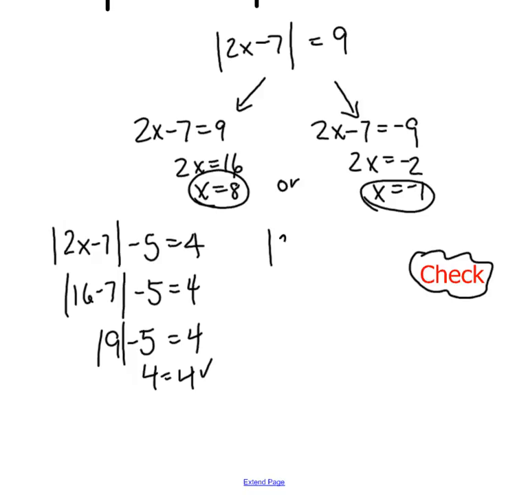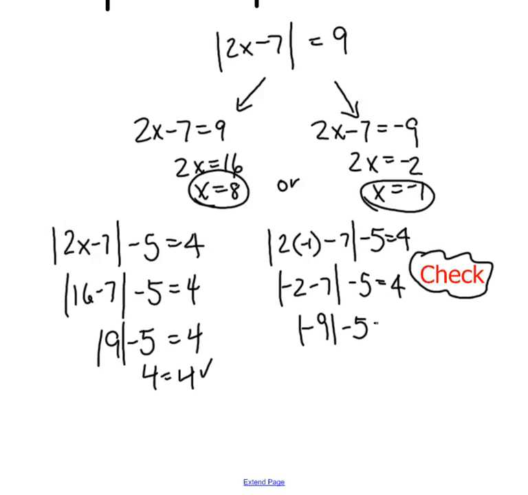All right, so 2 times negative 1 minus 7 minus 5 equals 4. 2 times negative 1 is negative 2, minus 7, minus 5 equals 4. Absolute value of negative 9 minus 5 equals 4. And 9 minus 5 equals 4. Check. Okay? All right, so let's look at example 5.